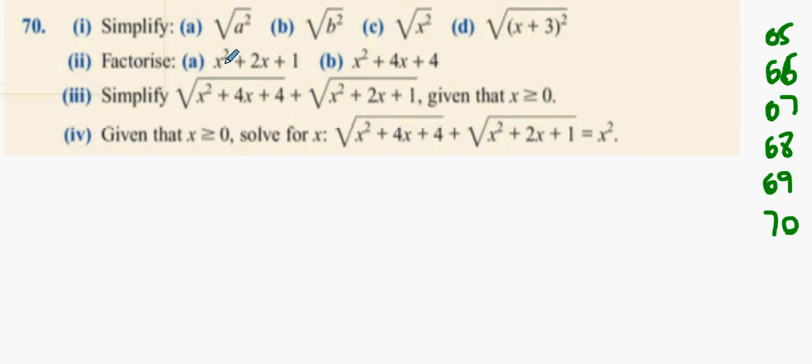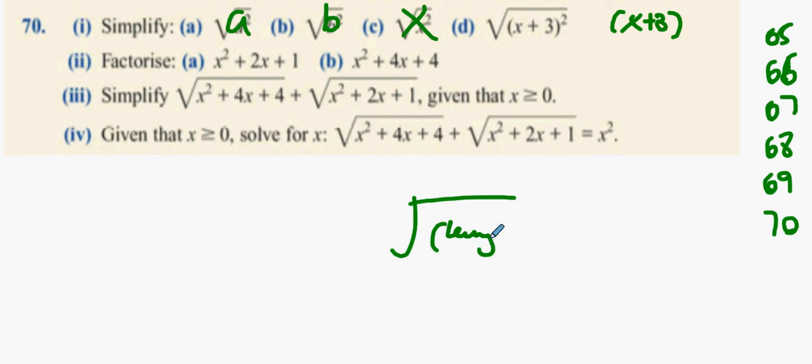Alright. Answer for part 1 is A. Answer for part 1, B. Answer for part C, x. Answer for part D, simply x plus 3. Because see the way it's squared? What's the square root of Kenny squared? Square root of Kenny squared, anybody? Kenny. Right? Now, you guys factorized this one then, didn't you?